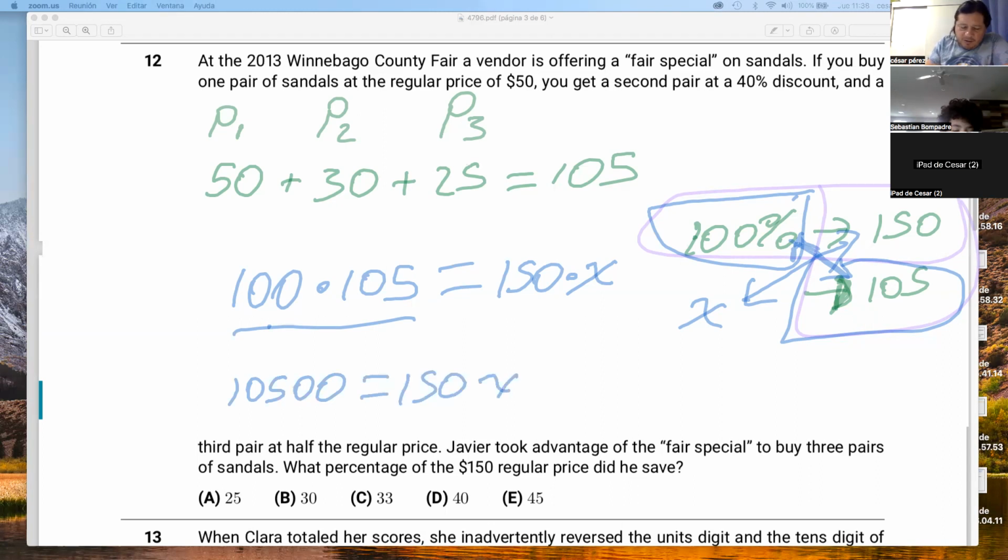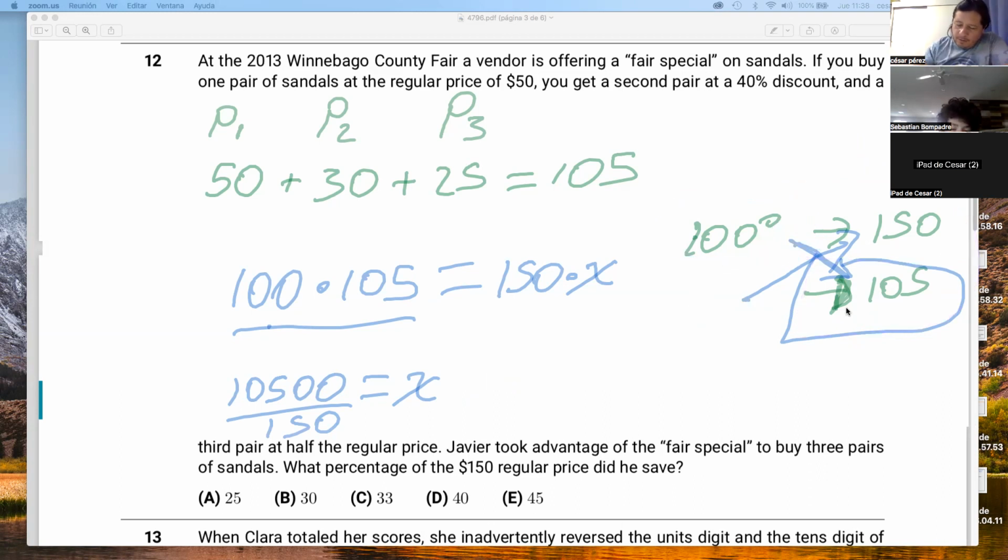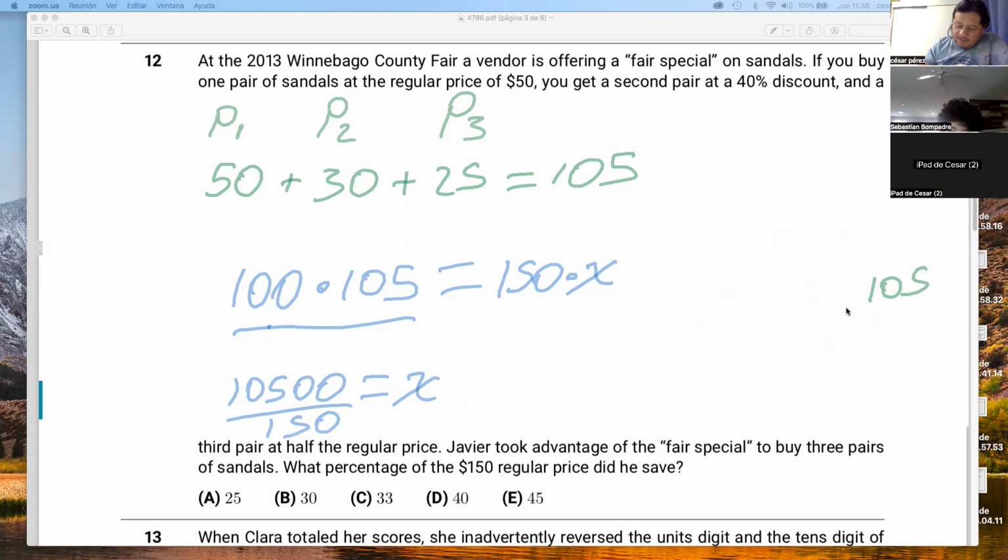So we need to divide this. Okay. ¿Puedo borrar esto? ¿Puedo borrar esta parte? ¿Sí puedo borrar esto, Sebastián? Para tener más espacio para trabajar. Ok. No te conviene hacer divisiones tan grandes. Mejor vamos a simplificar. How can we simplify this?